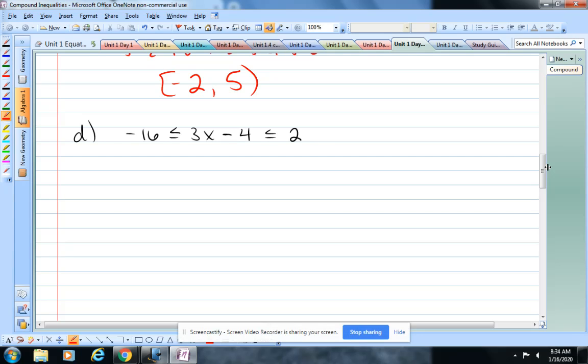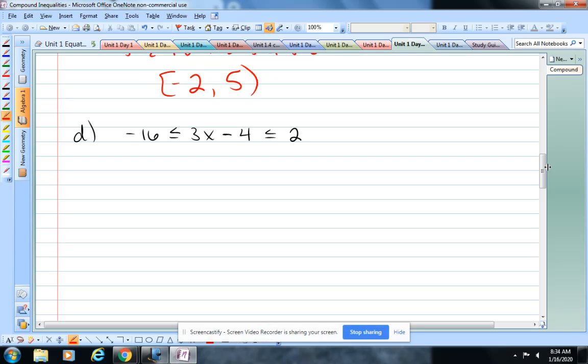They're getting a little complicated on us. Negative 16 is less than or equal to 3x minus 4 is less than or equal to 2. Is this one an and or an or? How do you know? It doesn't say or. An or has to say or. Right? Plus the shading in the middle. So on your practice and on your test next week, it's not going to say these are all ands, these are all ors. You got to know by looking at it, it's an and or an or.